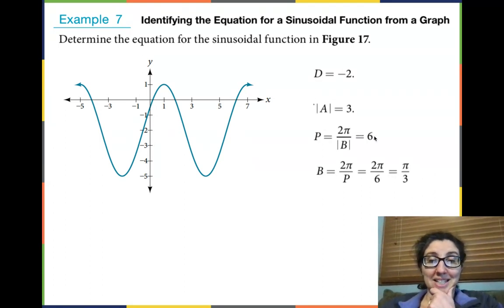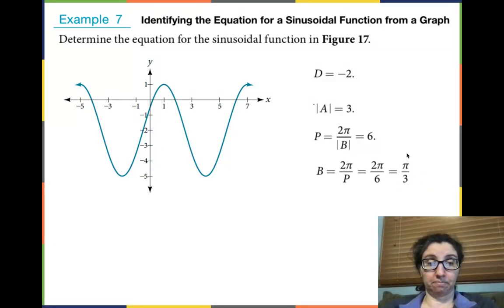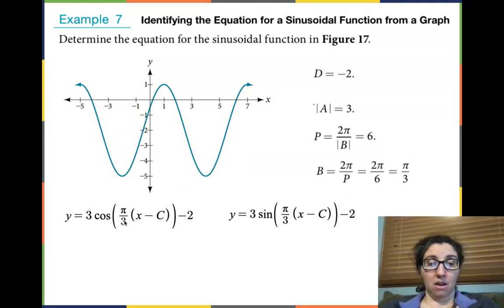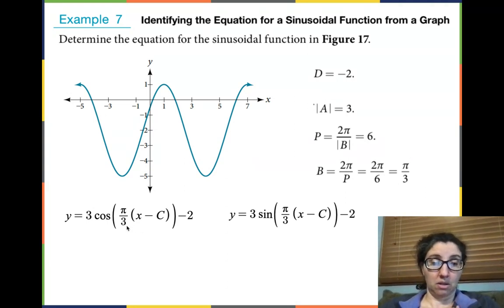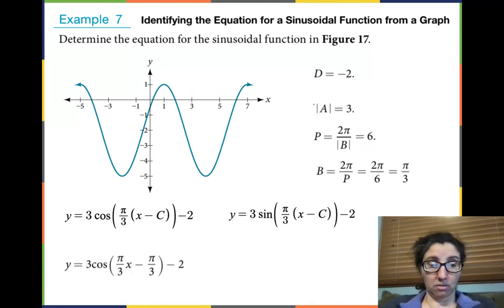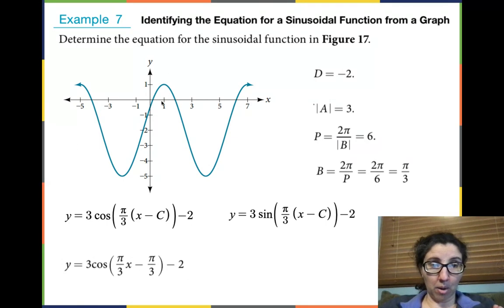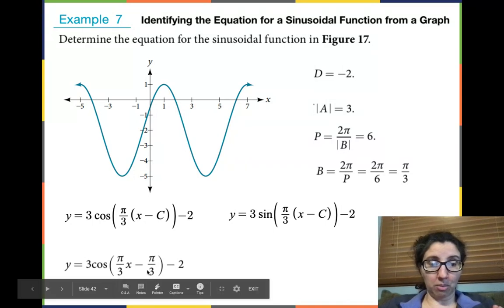Our period is 6, right? So this is the first time we've done it in this direction. We want to find what our B value is. So B is 2 pi divided by 6. So our B value is pi thirds. All right, so we could do it either way. We could do this as a cosine shift or as a sine shift. If we do it as a cosine shift, it's going to be to the right by 1, right? So our C value would be 1, and if we multiplied it out, this would become pi thirds.